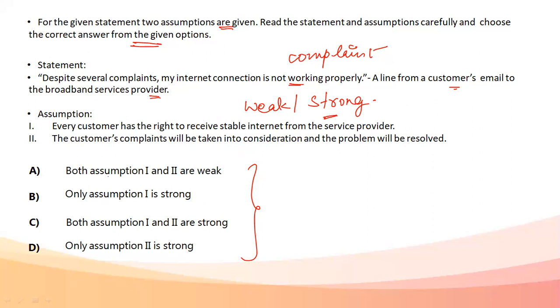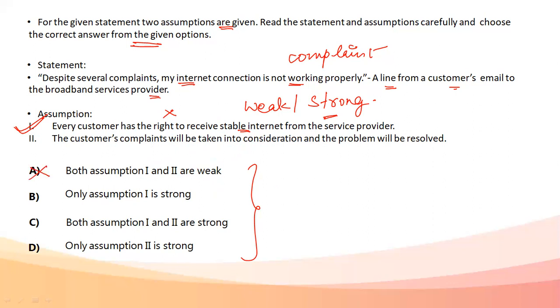Okay, now, both statement 1 and 2 are weak. No, this is not the case. The person is complaining again and again and he is not getting proper internet connectivity. These two assumptions that are given, every customer has the right to receive stable internet from the service provider. This seems right because if I'm paying up, I need to have proper connectivity also. So assumption 1 is not a weak assumption. So this option that both statement 1 and 2 are weak is wrong.